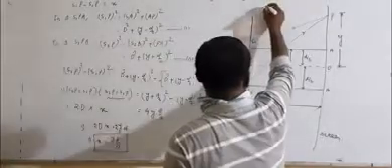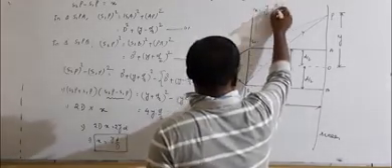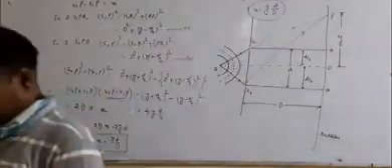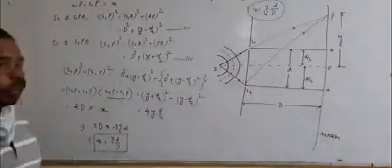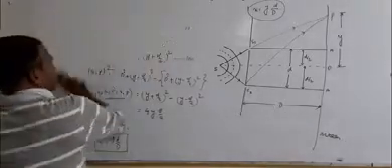So what are we getting? Path difference x is equal to yd by D. This is the path difference. Now the path difference should be an even multiple of lambda by 2 for maximum. So let us find the maximum first.